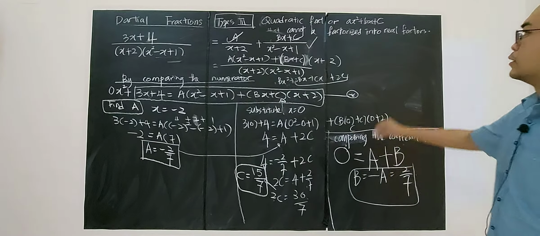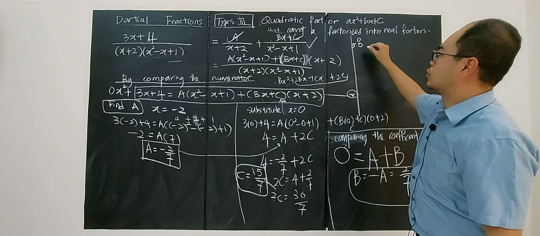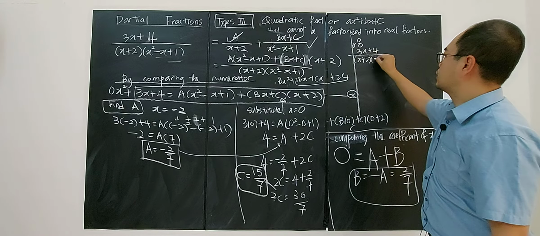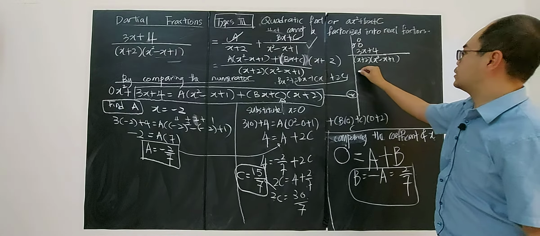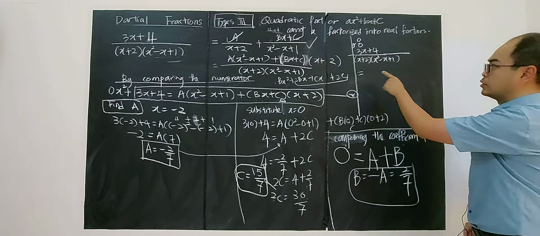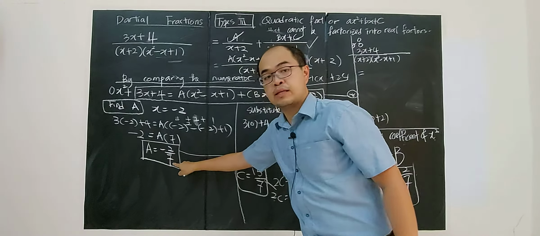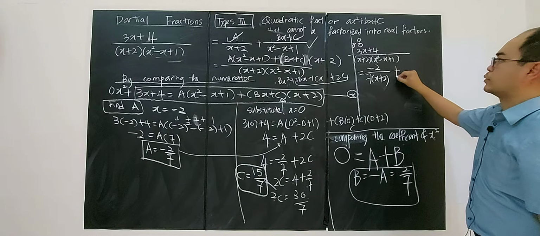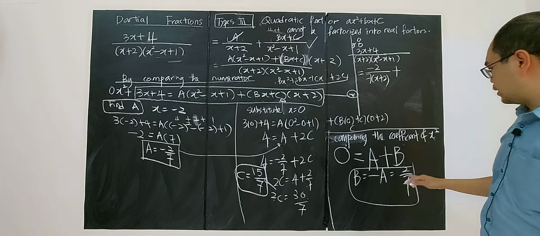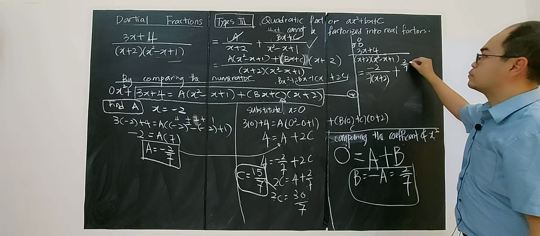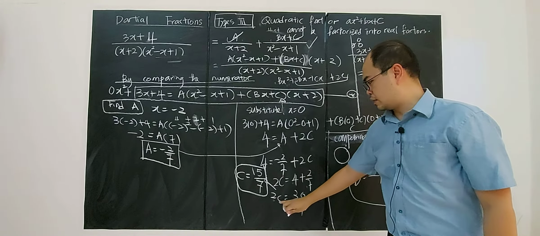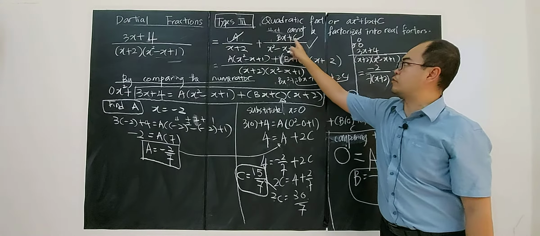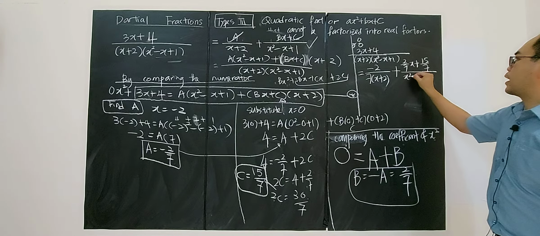You have your a, you have your c. So, making conclusion. Therefore, (3x plus 4) divided by (x plus 2)(x squared minus x plus 1) is equal to, be careful because there is a fraction here, your a is negative 2 over 7, right? So then you have negative 2 over 7 over x plus 2, plus bx. So your b is 2 over 7, your b is 2 over 7 x. Your c is 15 over 7, plus 15 over 7, over x squared minus x plus 1.